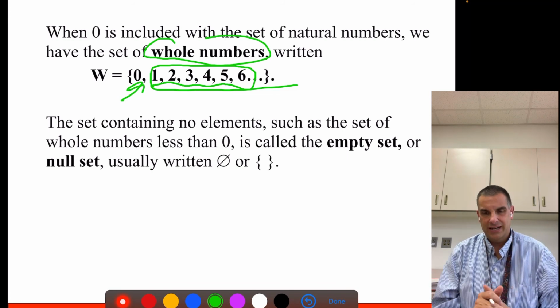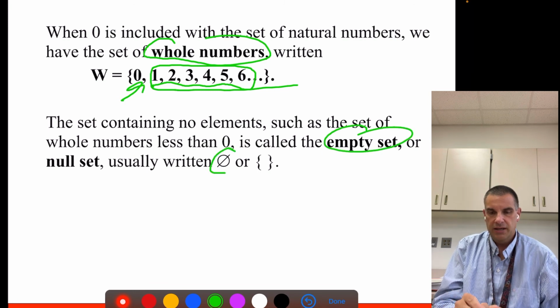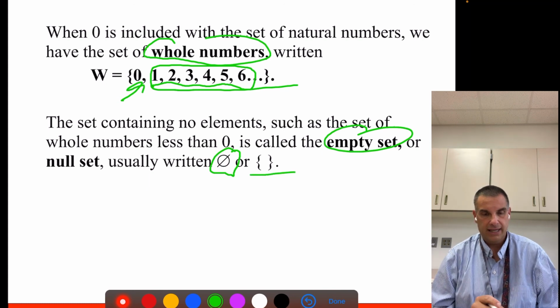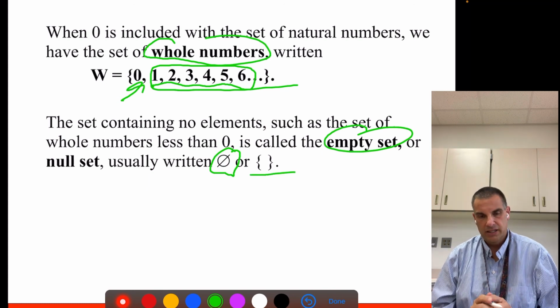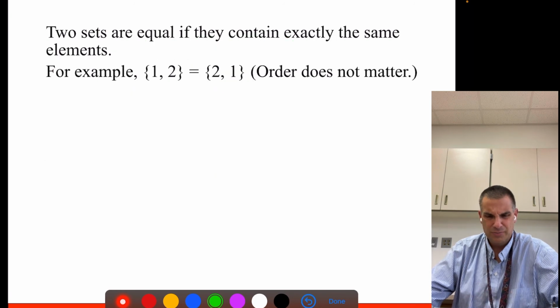There's also a set that has no elements. That's what we call the empty set. The empty set is either denoted with a circle with a slash through it, or just empty brackets. That is how we represent what we call an empty set. There's nothing within that set. This part of it we're not going to worry about.